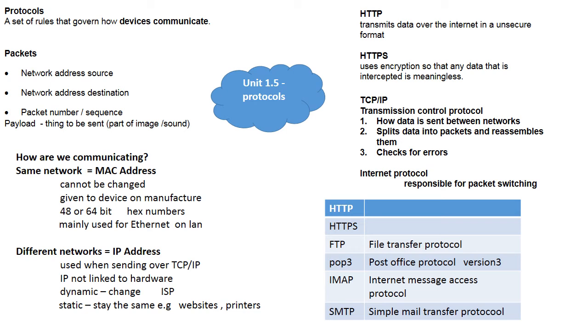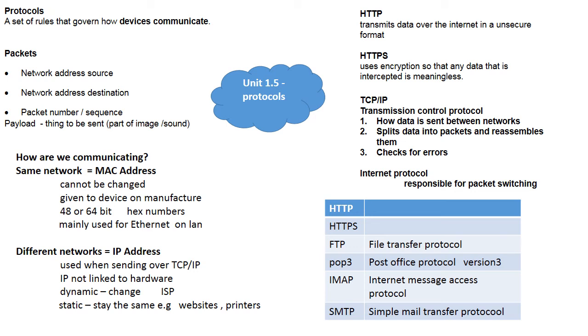How are we communicating? On the same network, we use MAC addresses, and we've talked about this before earlier on, that they cannot be changed. They're usually 48 or 64-bit using hex numbers, mainly used for Ethernet on a LAN. The MAC address is written onto the network interface card when it's made.